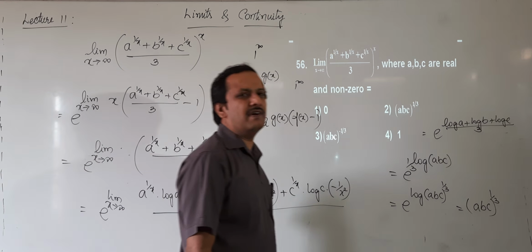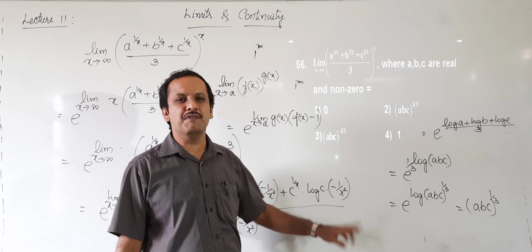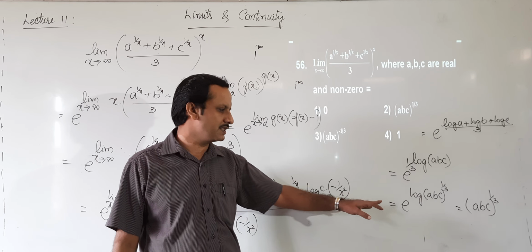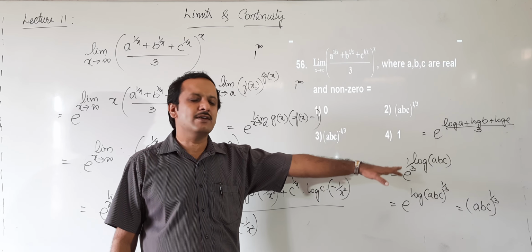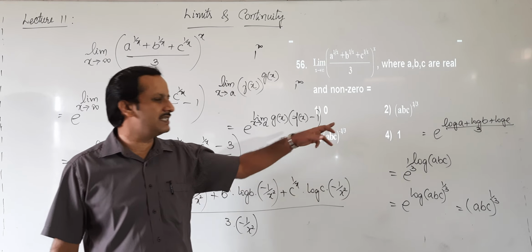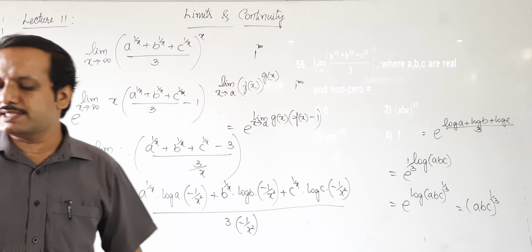As we know, e to the power log f of x is equal to f of x whenever f of x is positive. So e to the power log of abc whole power 1 by 3 is equal to abc whole power 1 by 3, which is the second option.